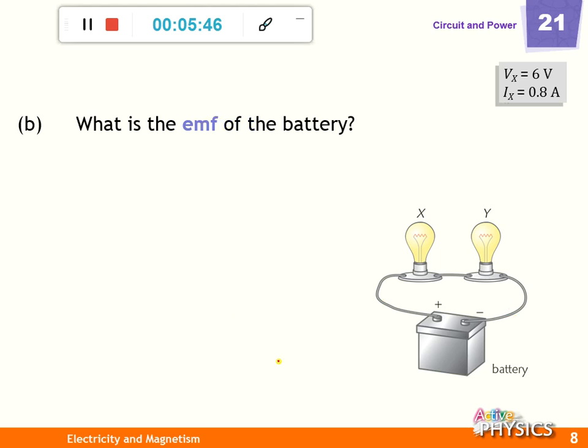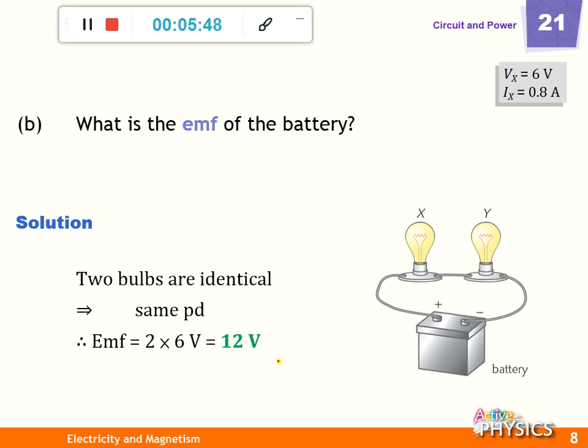Now look at this. What is the EMF of the battery? That's all, 12. Because this one drops 6 and this one drops 6. Add them together and that is the total potential drop. The total potential drop should be the total EMF. Okay? Then this one should be 12.